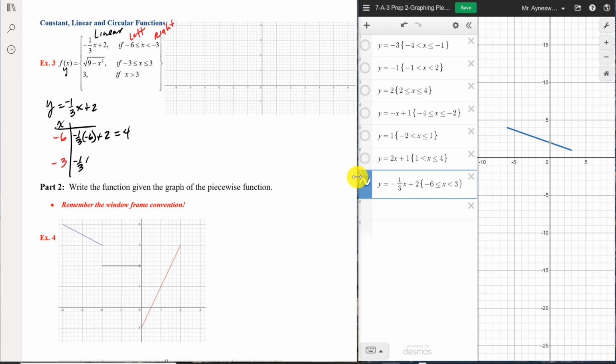You take -1/3 times -3 this time and add 2. Well, -1/3 times -3 is just 1. Negative times a negative is a positive, and 1/3 of 3 is 1, and 1 plus 2 is 3. So we should get -3, 3, and if you go over here to Desmos, it's at, oh, let me see. What did I write?